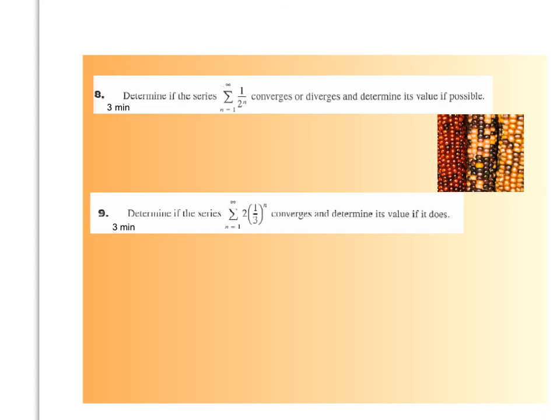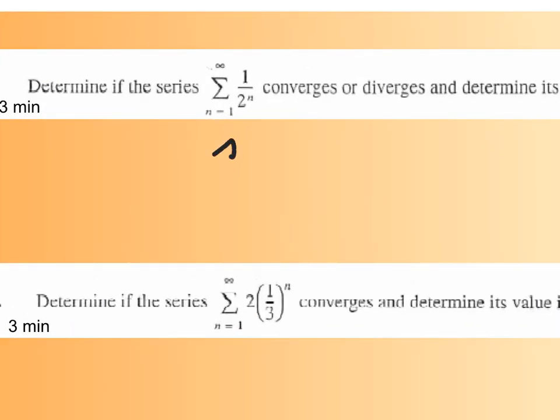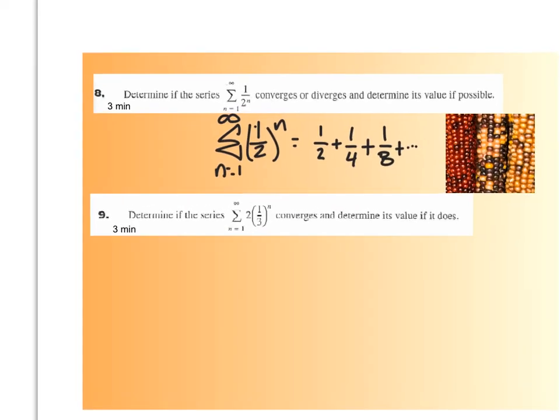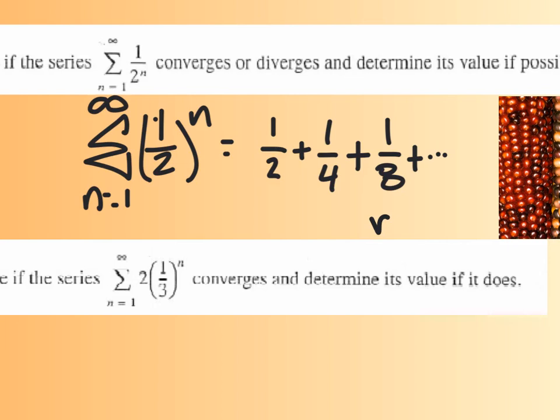Ratio test. Looking at both of these, I know that the ratio test is irrelevant. How do I know that? Well, because both of these are geometric. This would be (1/2) to the nth power, which would be, let's see, the first few terms would be 1/2 plus 1/4 plus 1/8, etc. How do I know it's going to be convergent? Because r is less than 1. What is r? r is 1/2. What is a? Well, it's the first term, 1/2.